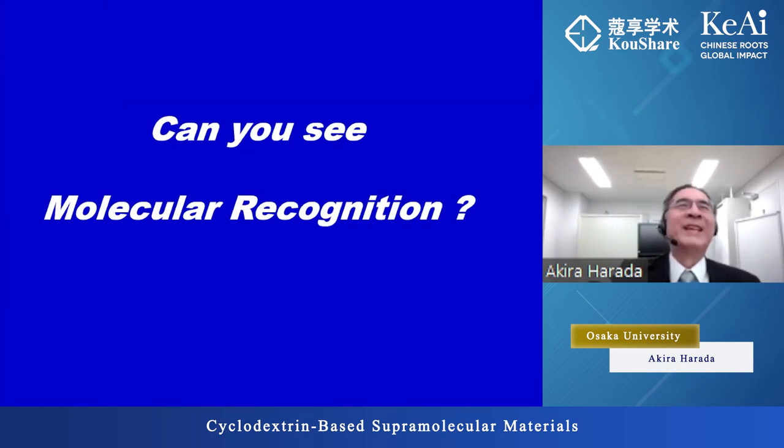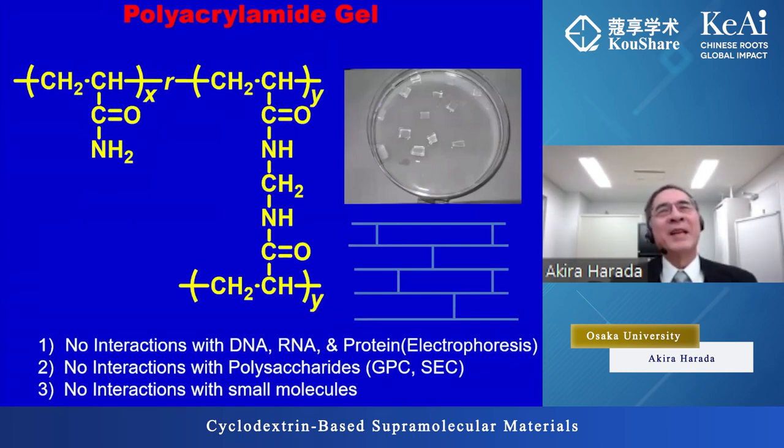Okay. So I think that a gel, a chemical gel in this case, is a giant molecule linked to macromolecules by a short cross-linking agent right here. So, a single molecule. I chose polyacrylamide gel as a scaffold because polyacrylamide gel has no interaction with DNA, RNA, and proteins, as shown by the fact that they are used as a base for electrophoresis. Of course, the gel has no interaction with polysaccharides, including cyclodextrin, nor small molecules, as exemplified by their use for gel chromatography.